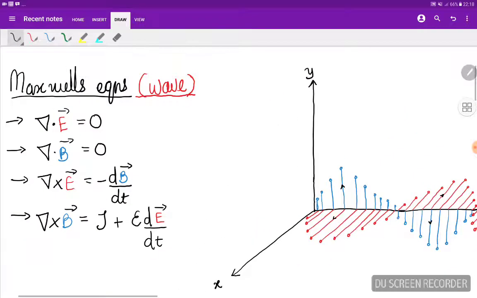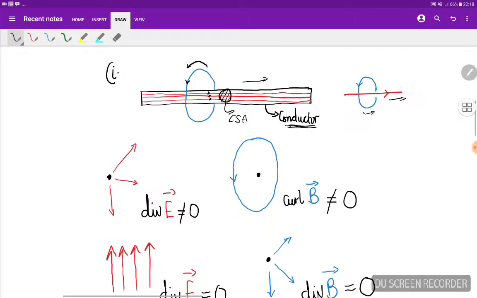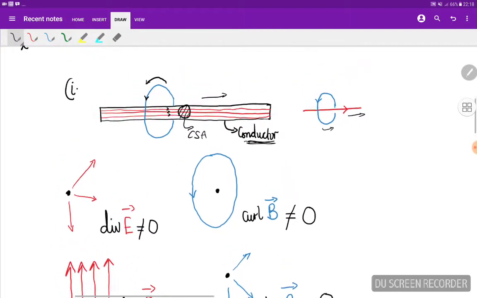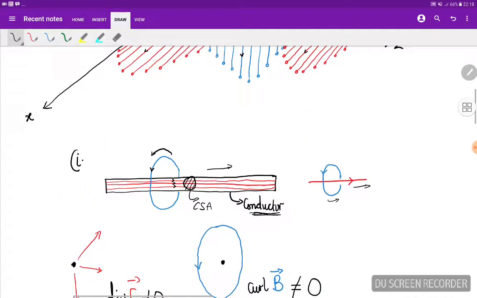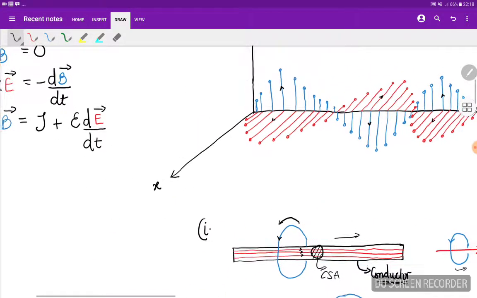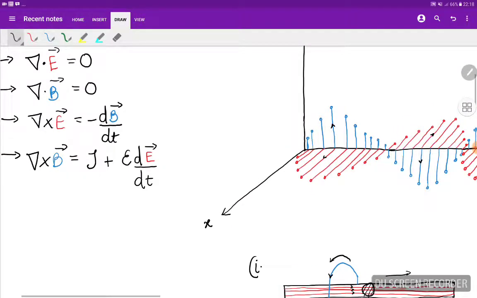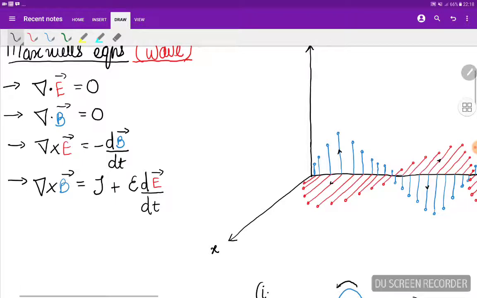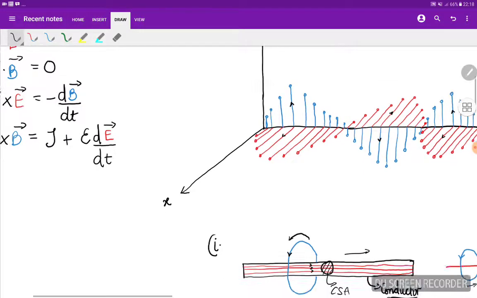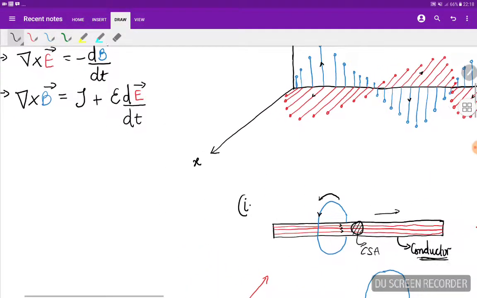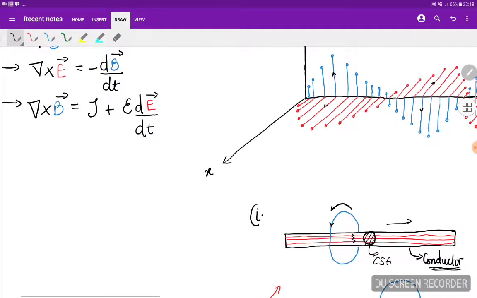Then your curl E. Now curl E will have a value because your current can move in a circle. Current can move in different directions, your field can move in circles. So curl E, a changing electric field, would give you dB/dt. A change in electric field would give you a magnetic field. And your curl B, which is naturally the case because B always curls, is going to give us J plus epsilon dE/dt.